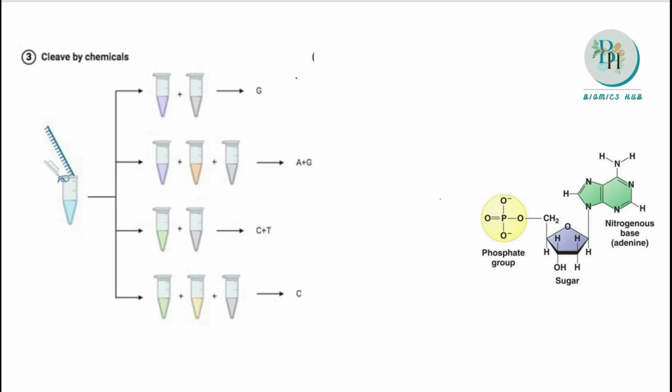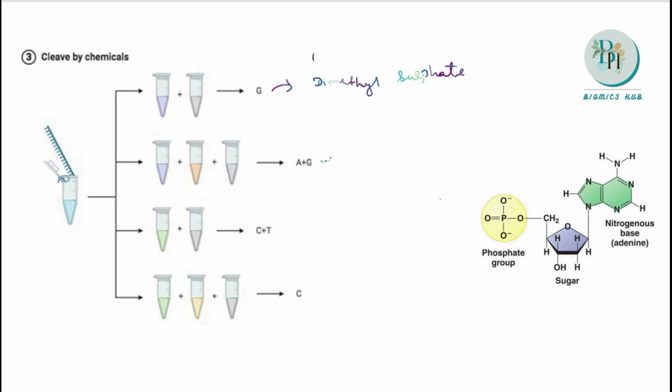That is for 4 nucleotides to be sequenced. In the first tube, we will add one of the chemicals known as dimethyl sulfate. What is the work of this dimethyl sulfate? This dimethyl sulfate will change the guanine into a methyl group. That means a methyl group will be added to the guanine, modifying the guanine.